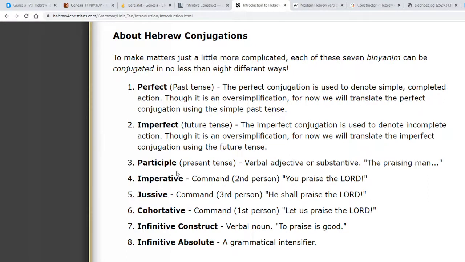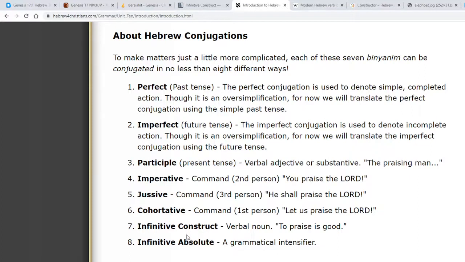For some reason, and I don't agree with the linguists in everything, the linguists use imperative, jussive, and cohortive for the command, based on which person it's in. I just say command generally for all three of them. The first person command, let us, is what they call cohortive. The second person command, you do, is the imperative. And the third person command is called the jussive, which means commanding that somebody else should do something. I just call all of this the command.